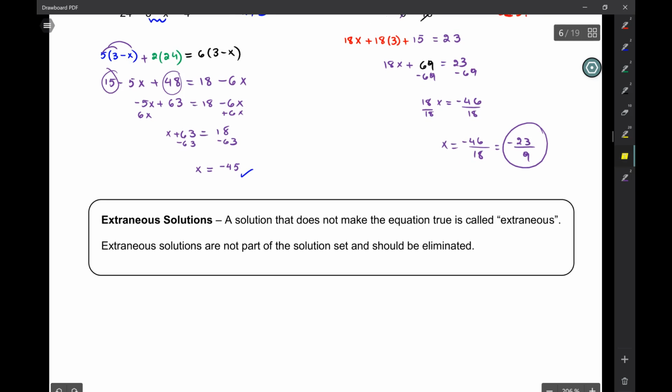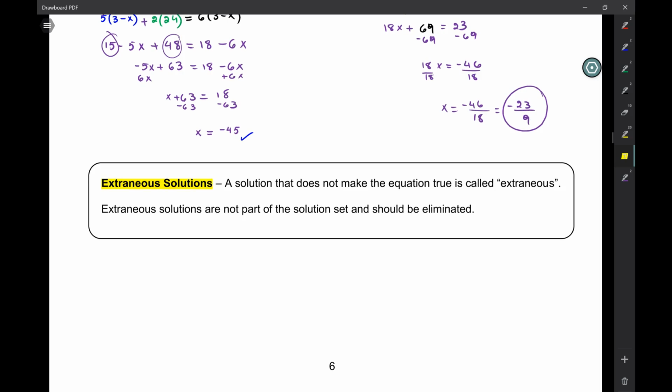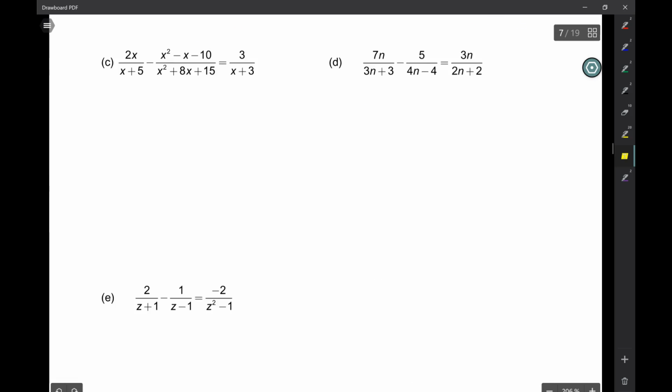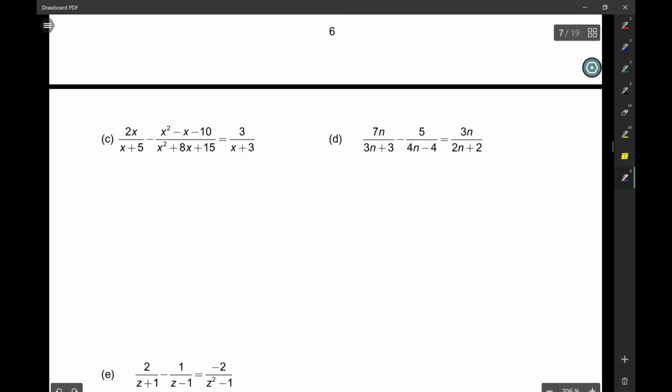Okay. So an extraneous solution, we've come across this in logarithms, right? This is a solution that does not make the equation true, or basically it's a solution that is artificially introduced to a problem, which otherwise may not have been there. So they need to be eliminated, right? So basically, if there is an answer that doesn't work in the equation, that's an extraneous solution. Okay, let's take a look at this one.